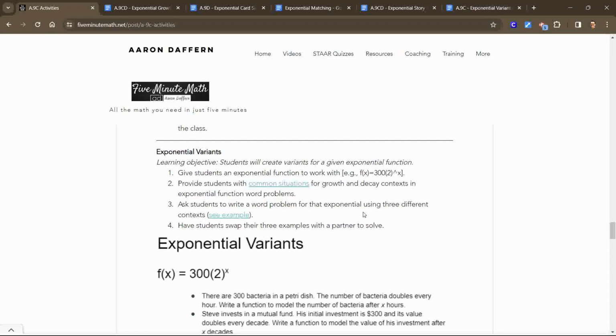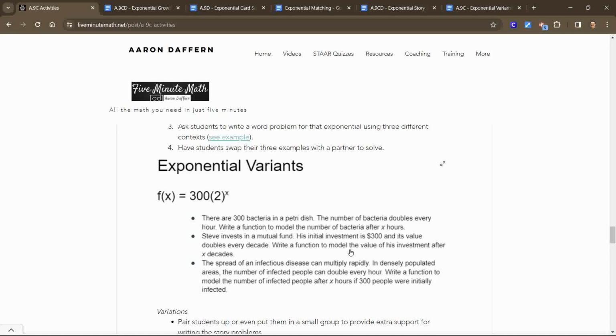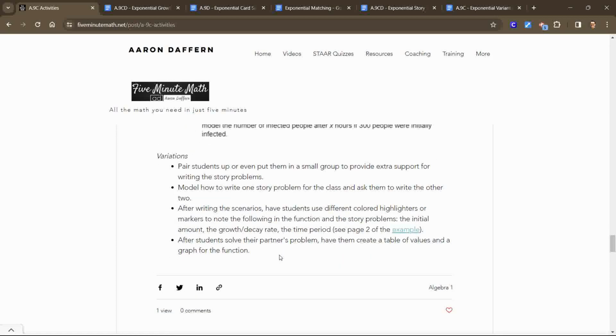So that is what we're asking students to do: write a word problem for that same exponential function, but using 3 different contexts. So that's the example. And then they swap, and then they solve. If we were to swap this, I would hide this and give you these 3 and say, hey, all 3 have the exact same exponential function. But can you generate 3 different verbal descriptions for that same function? What are some variations? They might need to be paired up. They might even need to be put into a small group for extra support.